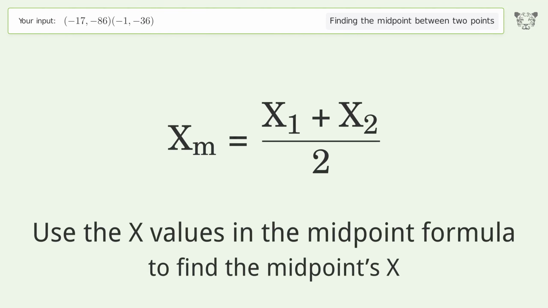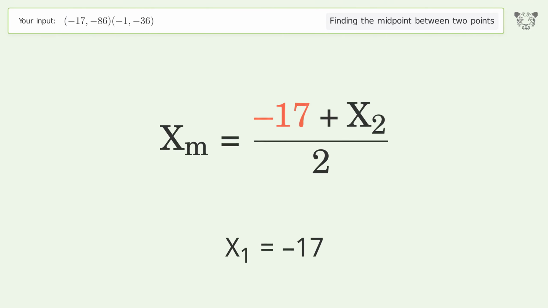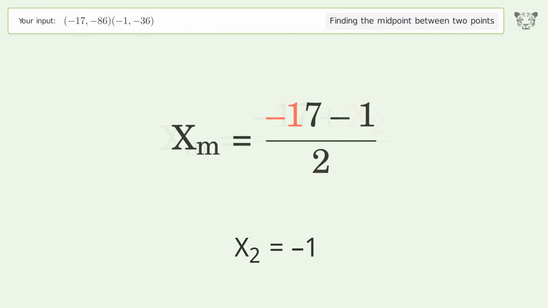Use the x values in the midpoint formula to find the midpoint's x. x1 equals -17. x2 equals -1. Simplify the arithmetic.